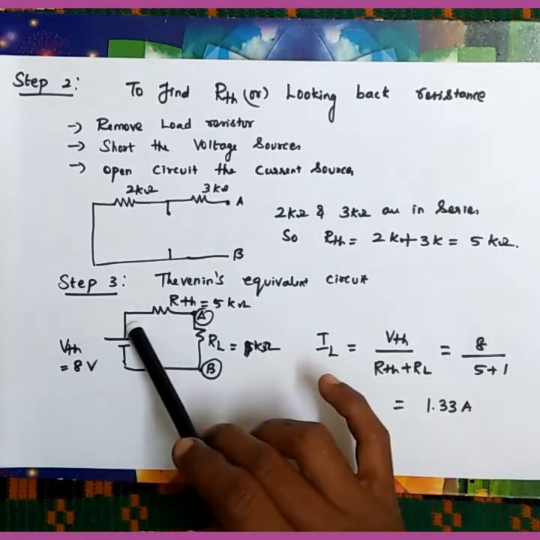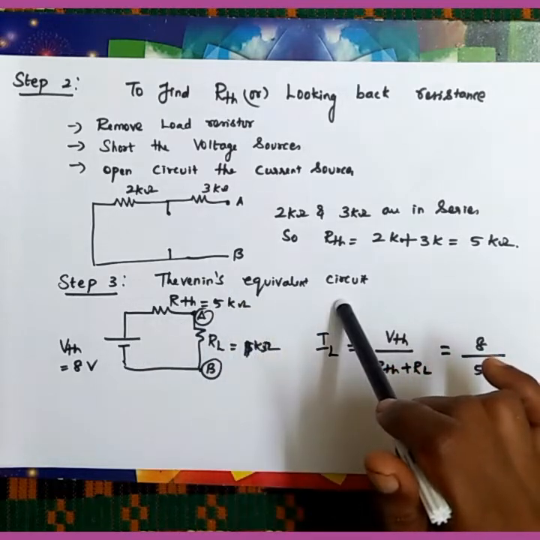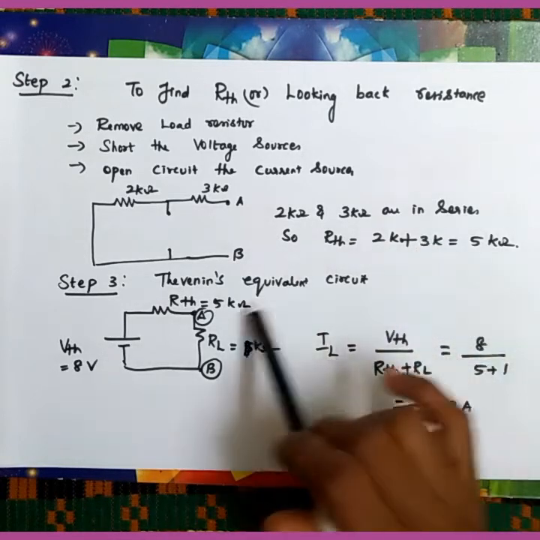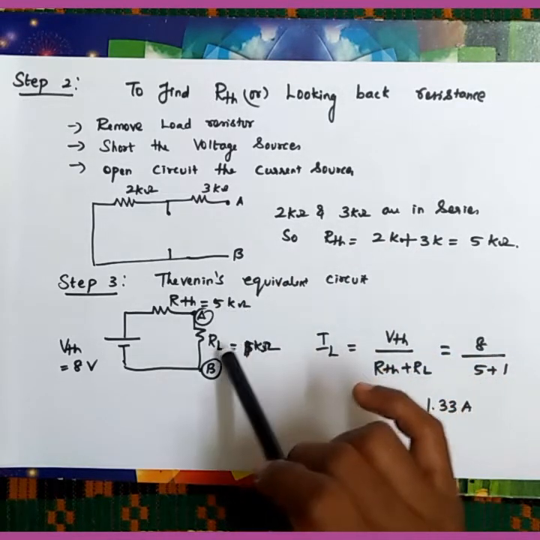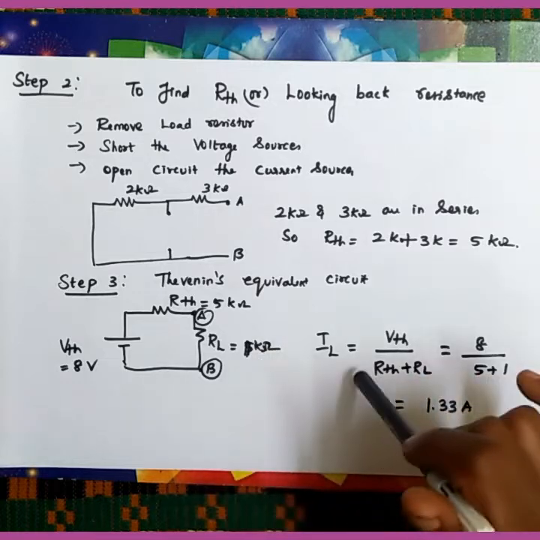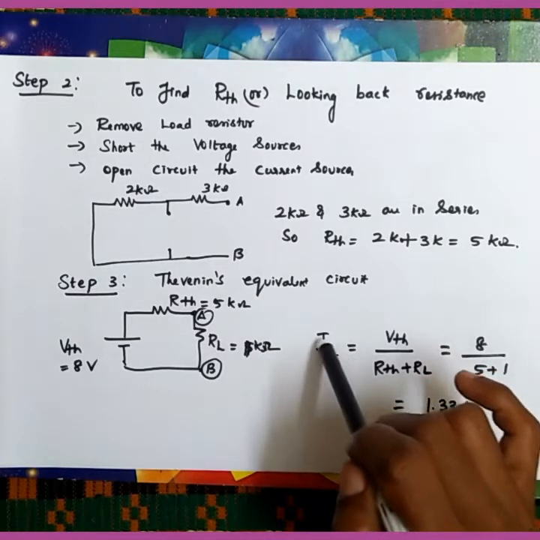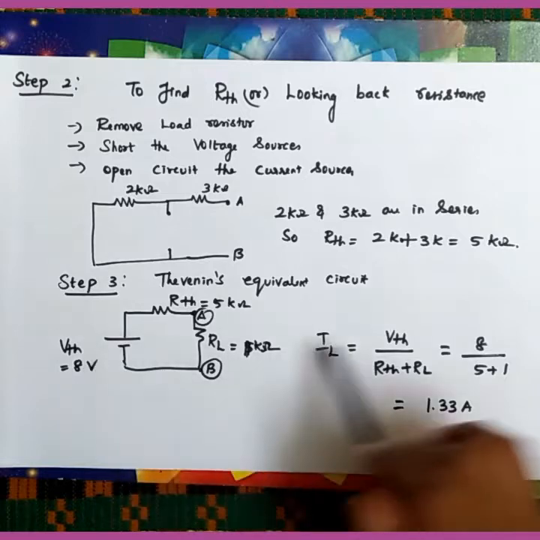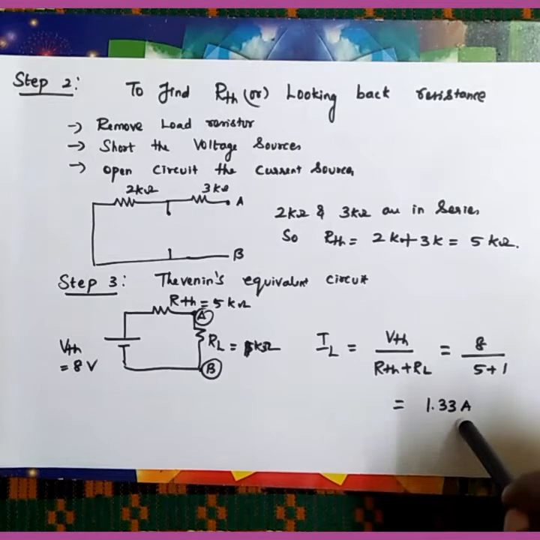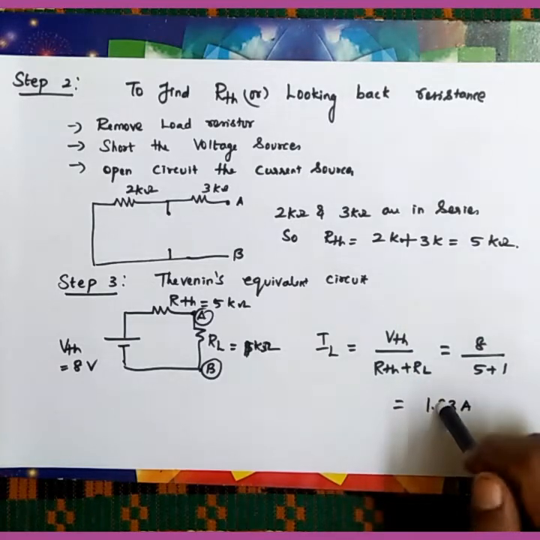Next, step 3 is to draw Thevenin's equivalent circuit. VTH we have found as 8 volts, and RTH we have found as 5 kilo ohms, and RL is nothing but the load resistor through which we need to find the current, which has been given as 1 kilo ohm. Applying the formula, the current flowing through the load resistor IL is equal to VTH divided by RTH plus RL. So 8 divided by 5 plus 1 gives 1.33 amps. So the current flowing through the given 1 kilo ohm resistor is 1.33 amps.